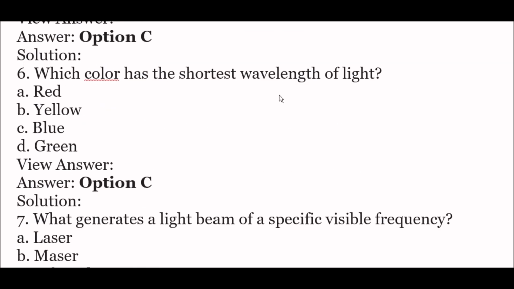Next question. Which color has the shortest wavelength of light? Option A, red. Option B, yellow. Option C, blue. Option D, green. Right answer is option C, blue. Okay, blue color has the shortest wavelength of light.